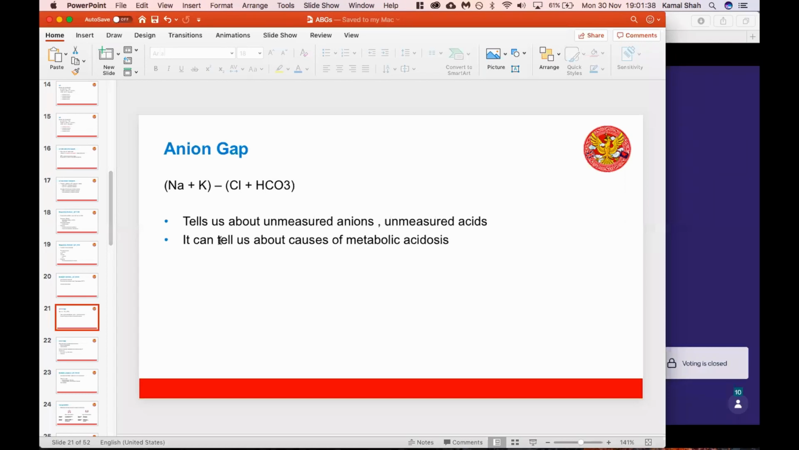So all we need to know is that the anion gap tells us about unmeasured acids. If we've got a high anion gap, it tells us that there are unmeasured acids, and this is used for metabolic acidosis. Let me repeat that again. The anion gap can be used to classify causes of metabolic acidosis. So if you've got a high anion gap, it tells us that there are unmeasured acids in the system.